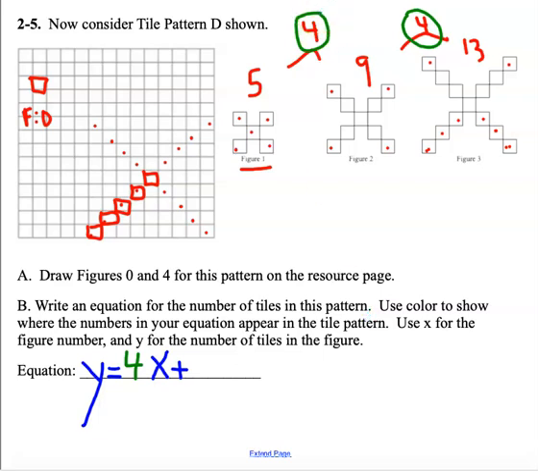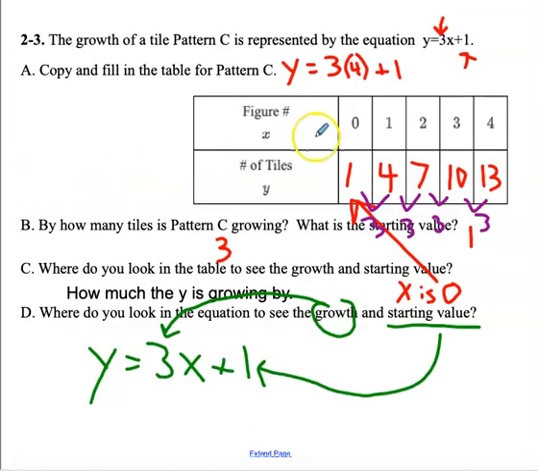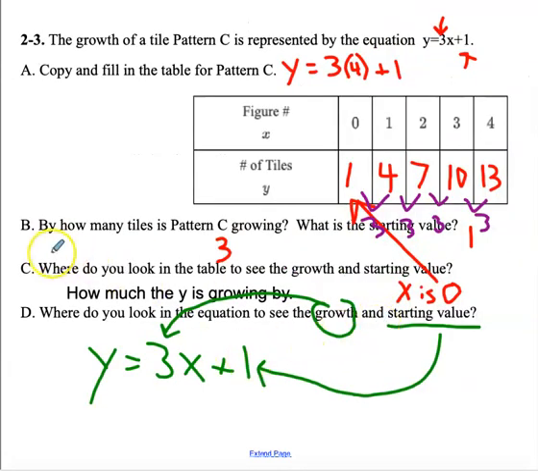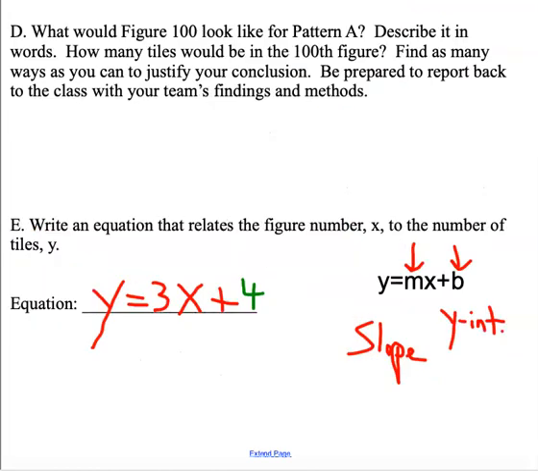So one more color here. So use color to show where the numbers in the equation appear in the tile pattern. Okay, here's the 4. Now what's the last thing? It's the y-intercept. And the y-intercept is 1. Where do I see that? Right here. Your F0 is your 1. Where this 0, it was 1. Where this 0 right here was 4. Now look at the equation. And I went back too far. There's the 4.